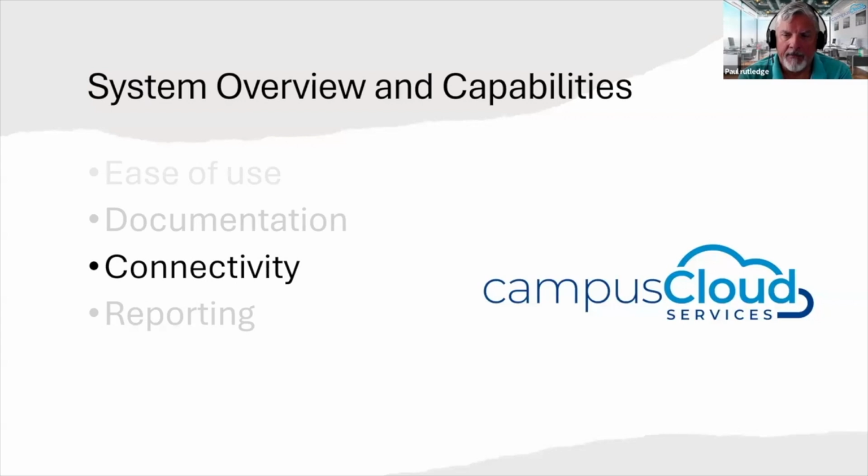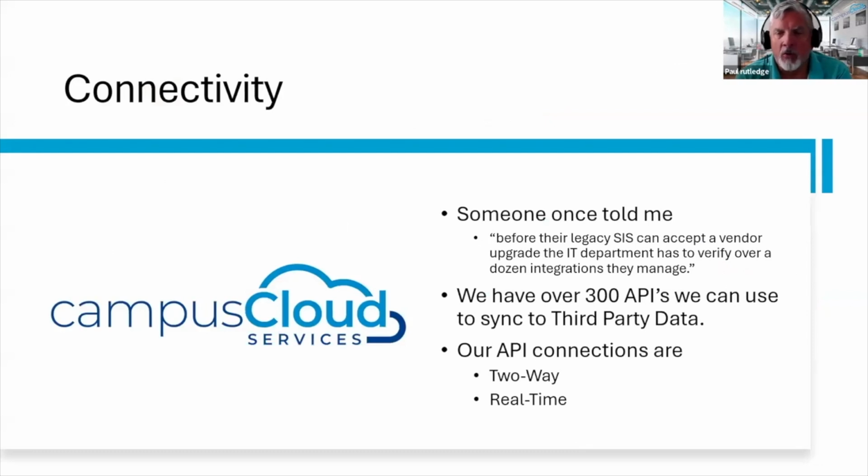One of the things I like to say about our connectivity is asking the question, does our SIS play well with others? Someone once told me before their legacy SIS can accept a vendor upgrade, the IT department has to verify over a dozen integrations they manage to make sure that there's no bugs. I mean, in the recent news, I think we've all experienced the CrowdStrike news of what happens when you push out a bad upgrade.